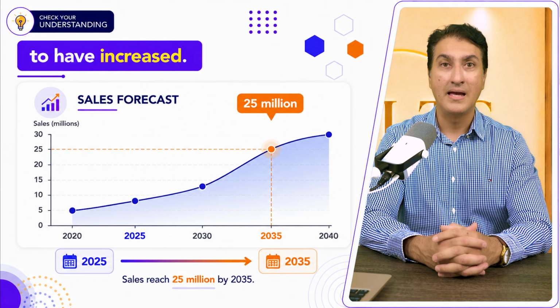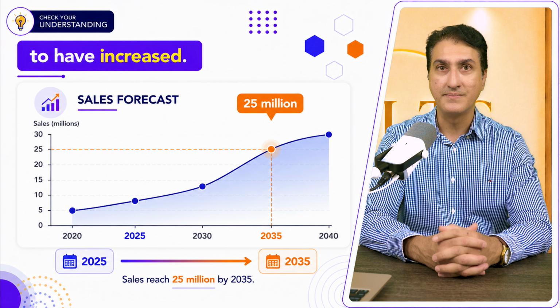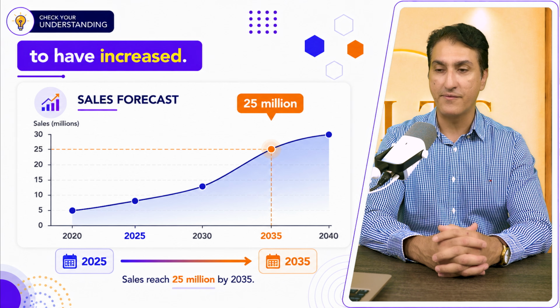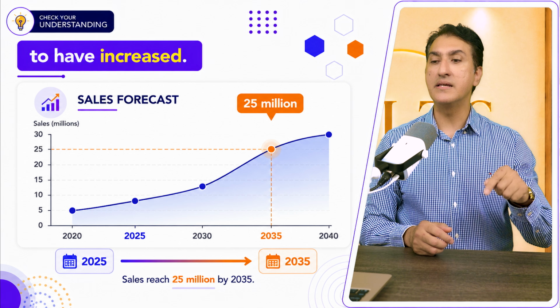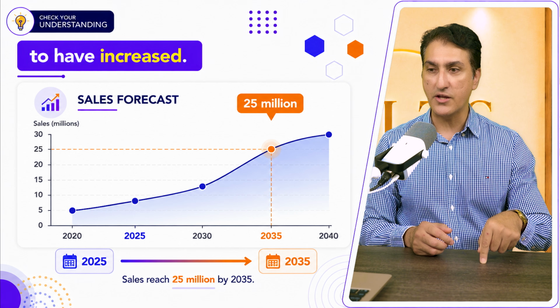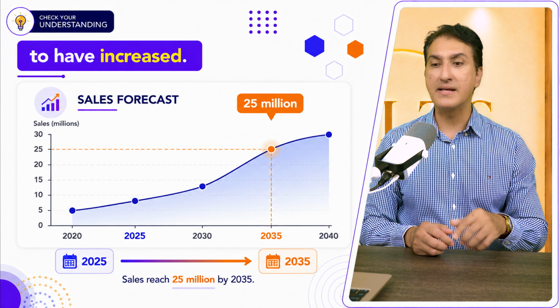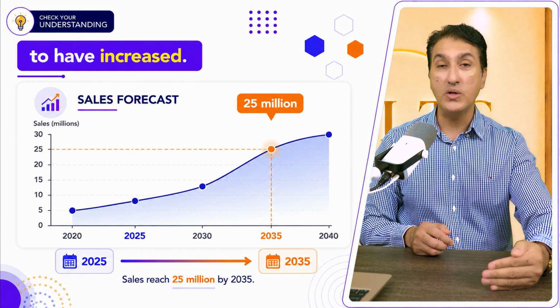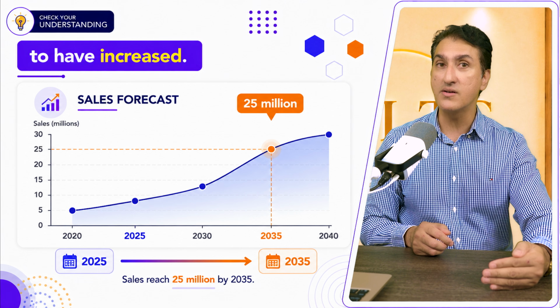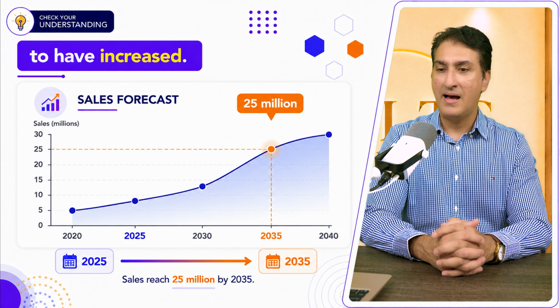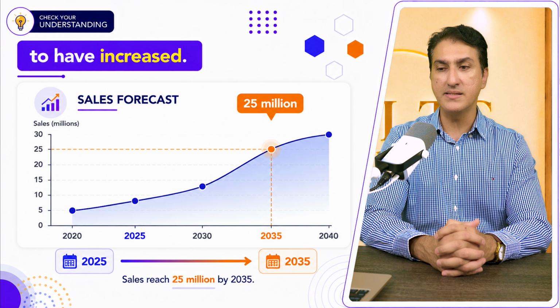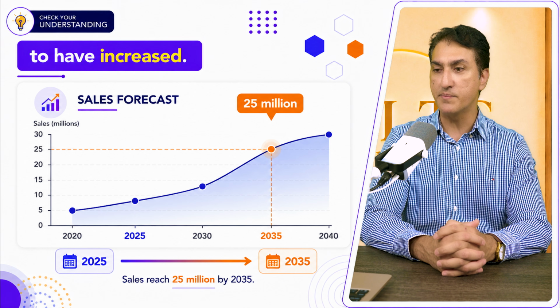Now let's move on to our second structure. To have increased. Take a look at this graph. Suppose today is 2025. According to the graph, sales will reach 25 million by 2035. Anna, if you were writing an IELTS report, how would you describe this trend? Students, now it's your turn. Which one do you choose?